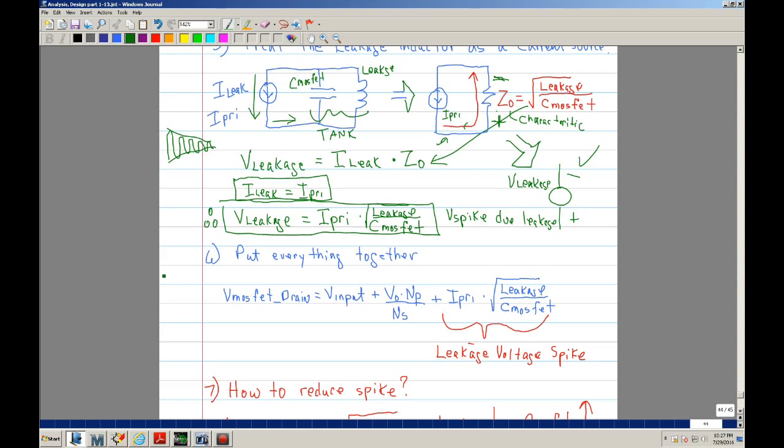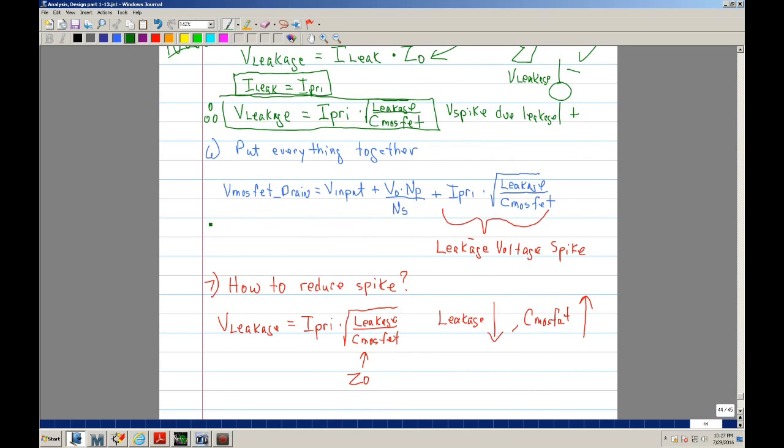Which is I primary times the square root of your leakage inductance divided by the CMOS. Okay, so now we're going to try and put everything together. The voltage across the MOSFET at the drain is equal to V input plus V out divided by the turns of the primary divided by turns of the secondary, and this is where that goes in here.